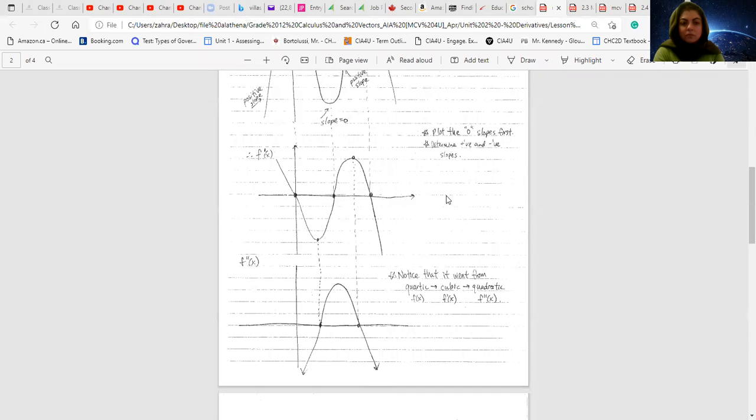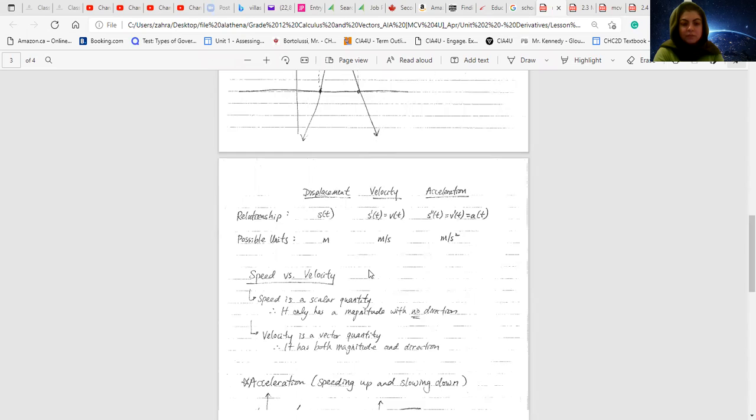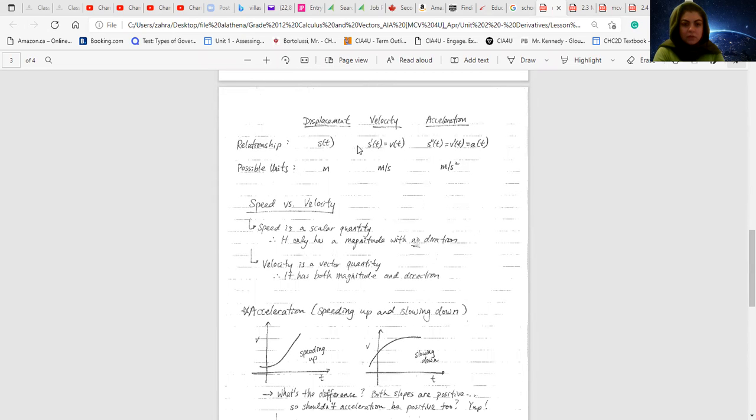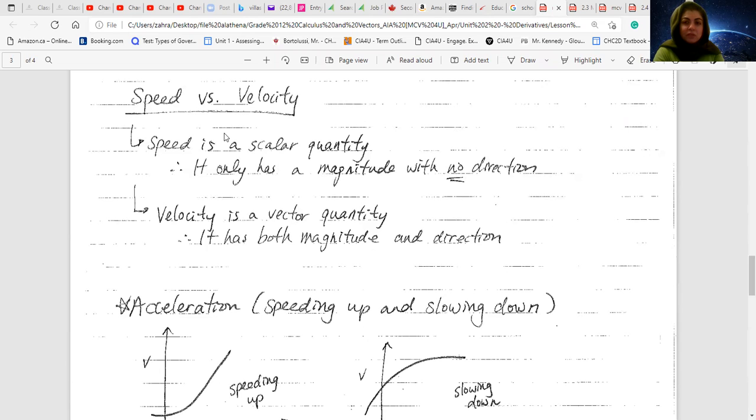The first derivative is velocity, and the second derivative is acceleration. Here it is saying that if you have t as a displacement, the velocity is the first derivative and acceleration is the second derivative. The unit for velocity is meter per second. For acceleration it is meter per second squared. Speed versus velocity: speed is a scalar. It just has a magnitude, it doesn't have a direction. But velocity has a magnitude and direction, it is a vector.